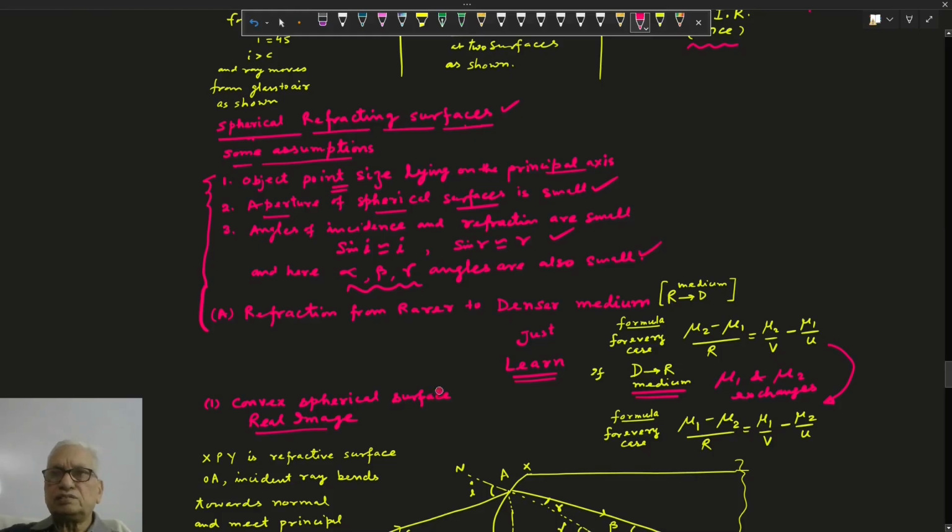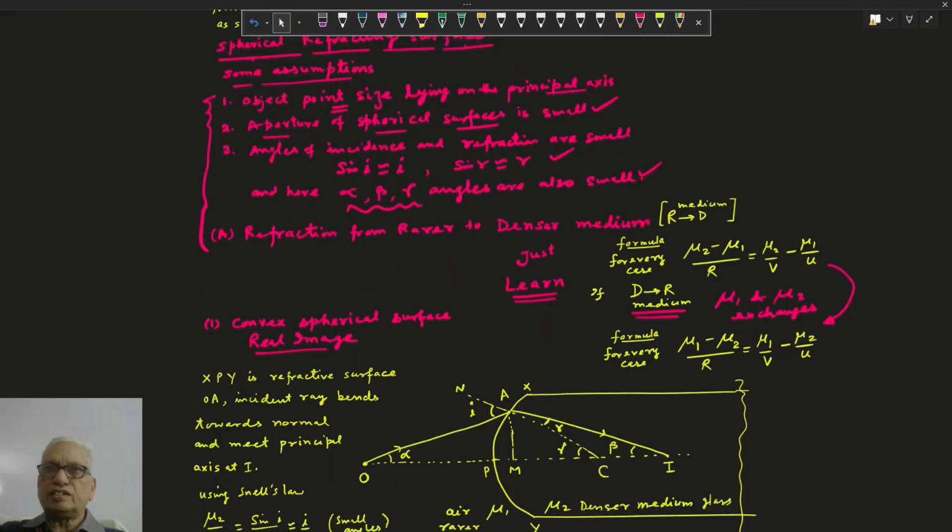We must learn the formula for refraction from the rarer to denser medium. We will derive these cases. Whatever is the case, if the ray is moving from rarer to denser, we will use this formula: mu2 upon v minus mu1 upon u equals mu2 minus mu1 upon R. R is the radius of curvature, mu1 is the refractive index of the surrounding, mu2 is the refractive index of the surface medium, and v and u are the image distance and object distance.